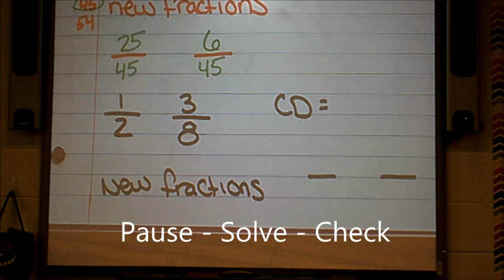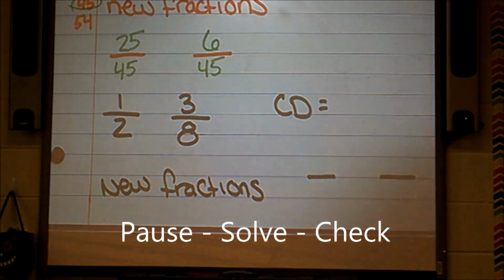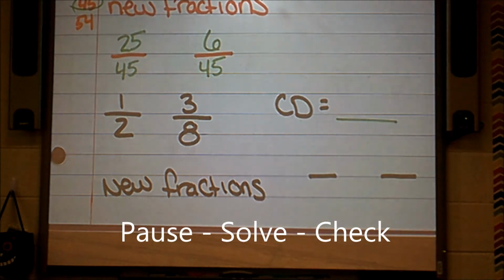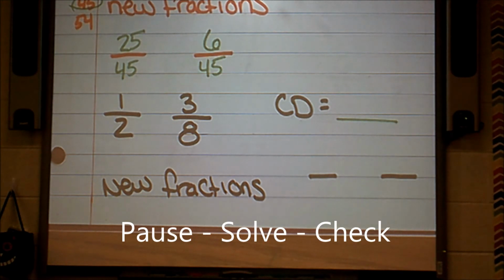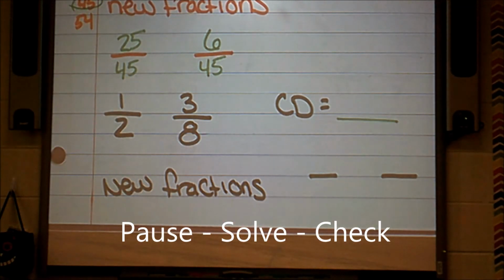I'd love to see you do this next problem on your own. Find the common denominator for 1/2 and 3/8, and then find two new fractions, one for each, that is equivalent using that common denominator. Please stop the video and check your answer once you are done.